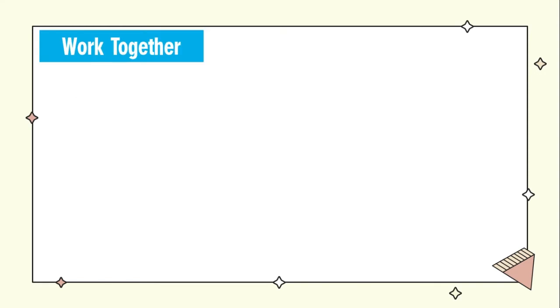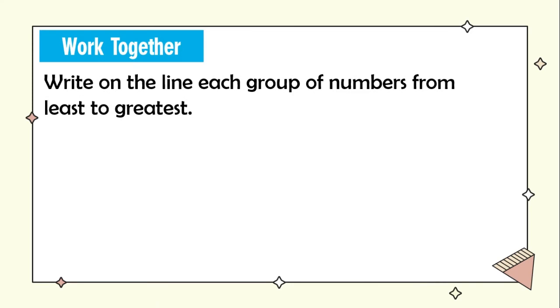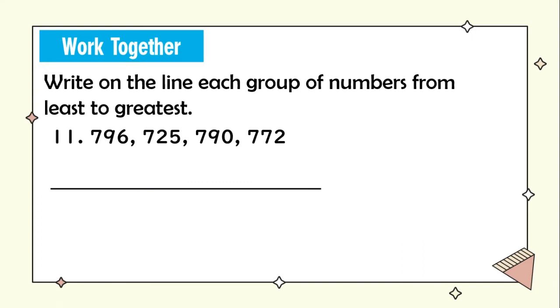Next, let's answer this. Write on the line each group of numbers from least to greatest. Okay? So as what I have mentioned earlier, we're going to compare the place value of the digits in the number. So let's try with number 11. We have 796, 725, 790, 772. Okay, so as what I have mentioned, let's compare the numbers. So for the hundreds place value, we have the same number, 7. So let's proceed to the tens place value. So we have 9, we have 2, we have 9, we have 7.